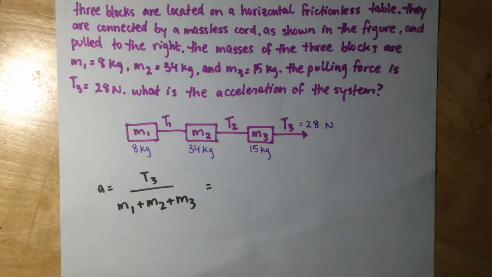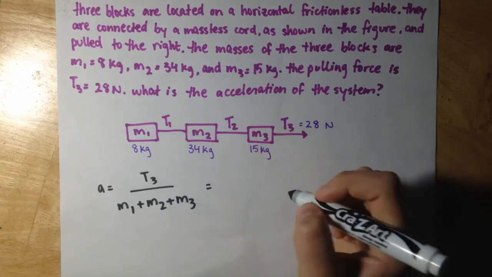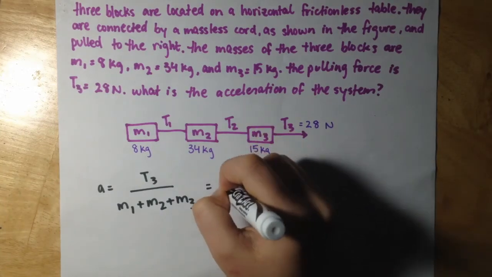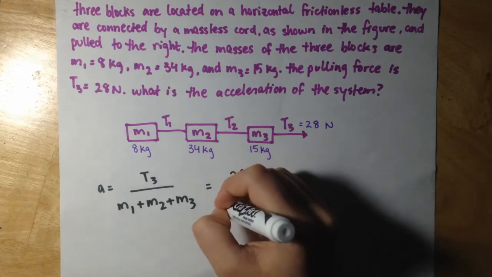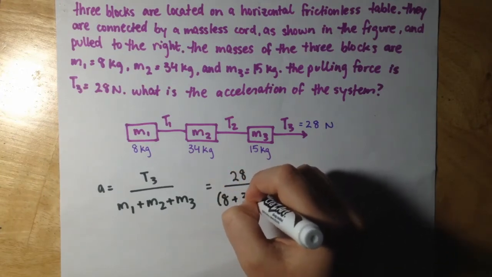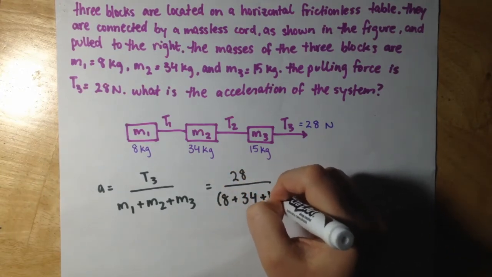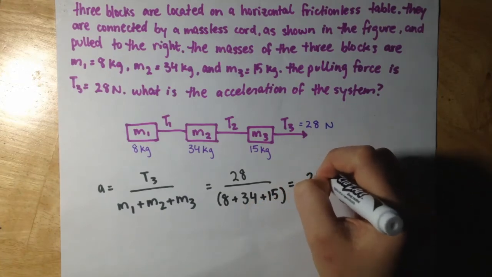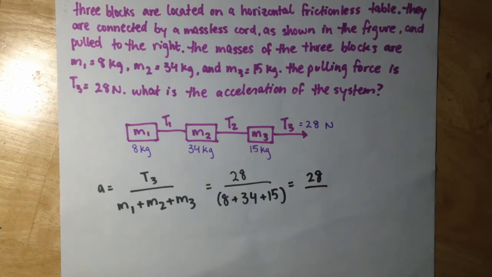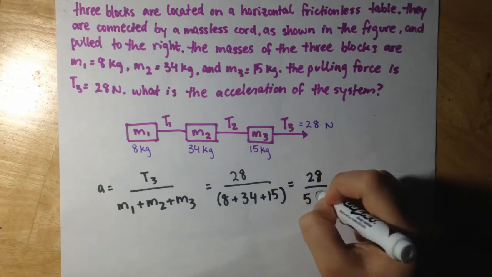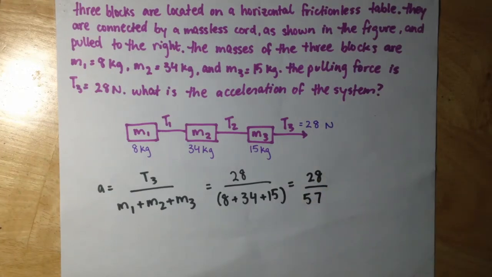So in the problem they told us that T3 is equal to 28 newtons, M1 is equal to 8, M2 is equal to 34, and M3 is equal to 15. So the sum of the three masses is equal to 57. So now we can put this into the calculator and find our acceleration.